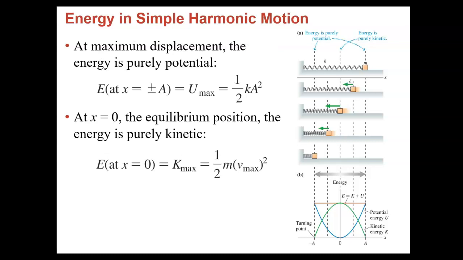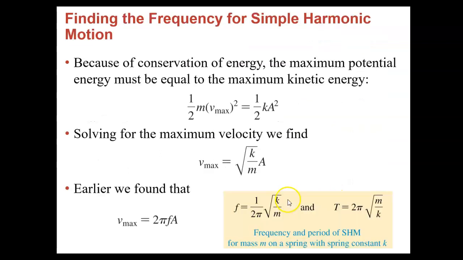All right, so at maximum displacement, the energy is total potential. And at equilibrium, it's totally kinetic. The totals of each go back and forth, but the sum remains consistent. So because of conservation of energy, the maximum potential energy must be equal to the maximum kinetic energy.